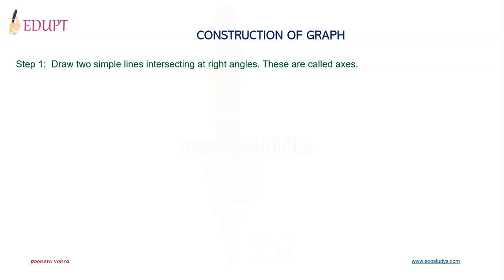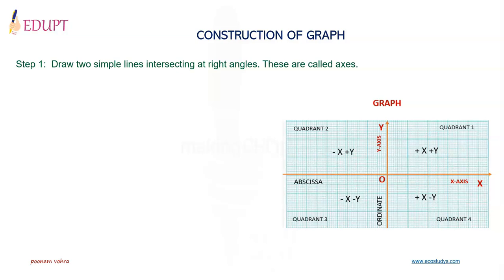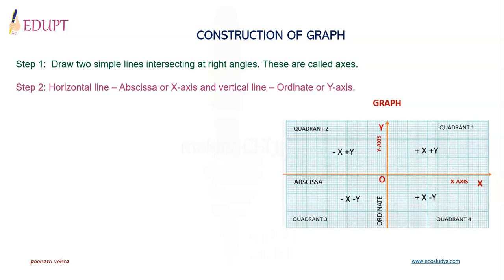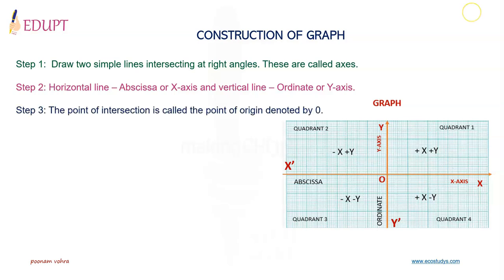First step is that you need to draw two simple lines intersecting at right angles. These are called axes, like the way it is shown here, x-axis and y-axis. Horizontal line is x-axis or is called abscissa, whereas y-axis is vertical line, which is called ordinate. So we have x dash and y dash representing the other side of both the axes. Then you will get a point of intersection that is called the point of origin, denoted by O or 0.